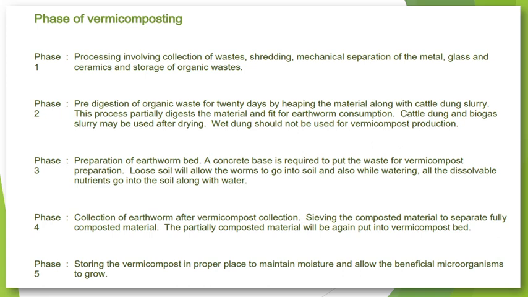Phase 4, collection of earthworms after vermicomposting. Collection involves sieving the composted material to separate the fully composted material. The partially composted material will be put again into the vermicompost bed. Then phase 5, storing the vermicompost in a proper place to maintain moisture and allow the beneficial microorganisms to grow. So these are the phases of vermicomposting.